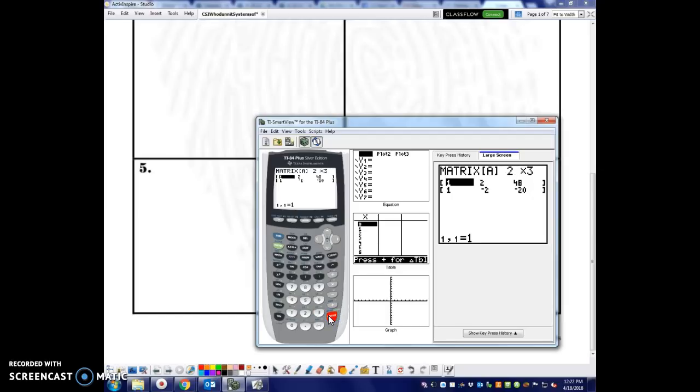And now we type in our numbers. So we have 3, 2, 17. And then we have 1, 2, 5. We're just typing in exactly how we see it. Now quit. Go back into matrix. Over to RREF.